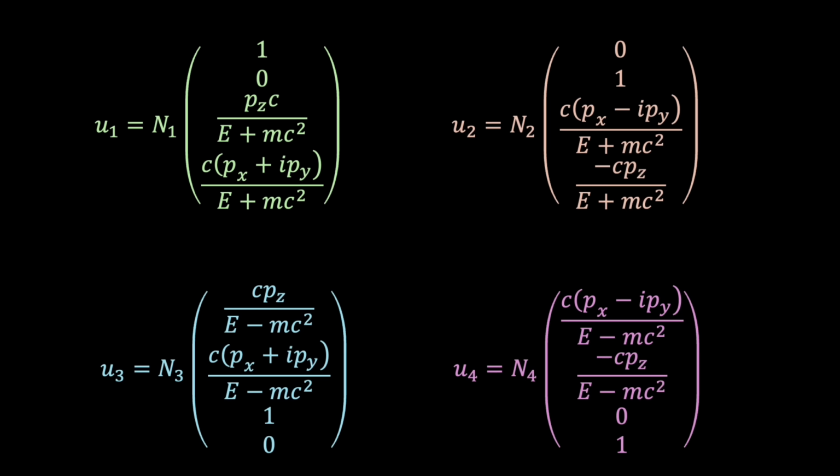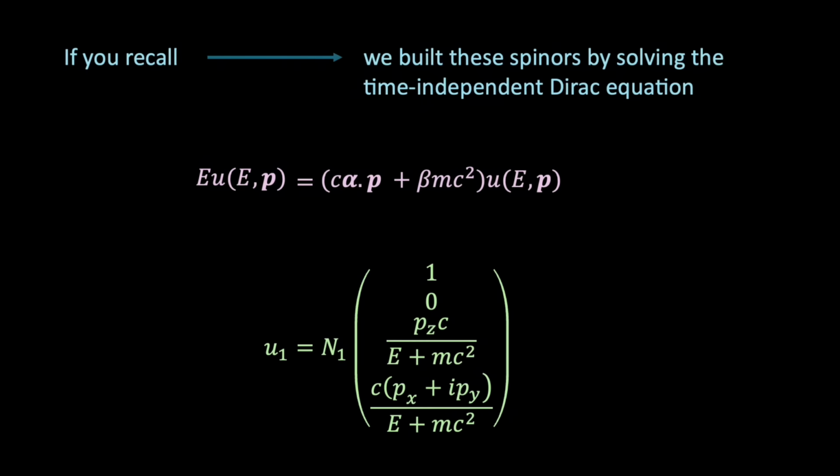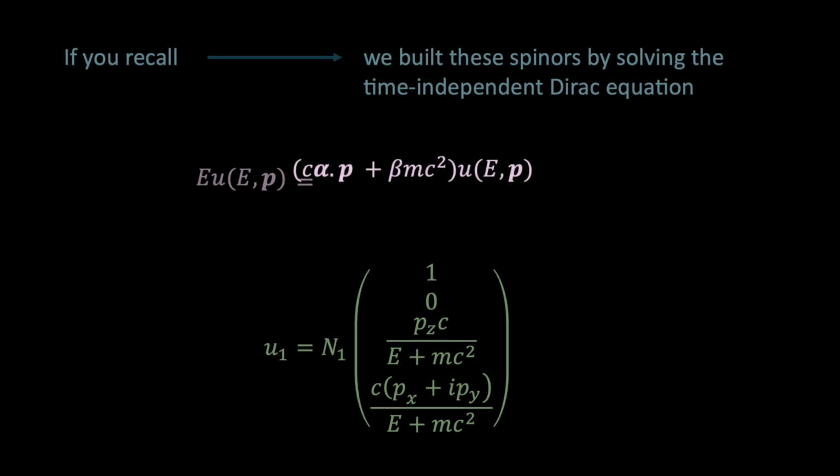And so now that we've constructed all 4 spinor solutions, 2 with positive energy and 2 with negative, it's always good practice to double check that they really do satisfy the Dirac equation. If you recall, we built these spinors by solving the time-independent Dirac equation in momentum space. So in principle, this relation should hold automatically. It's true by construction. But it's still good practice to check one of them explicitly just to be sure the algebra holds together. For example, let's take U1 and substitute it into the equation to confirm both sides match.